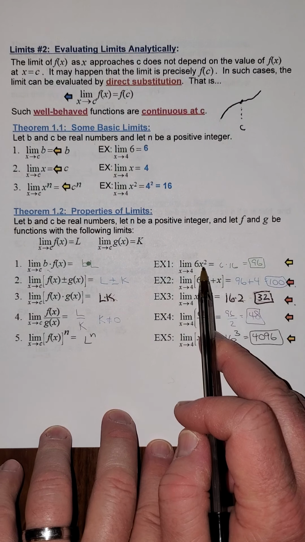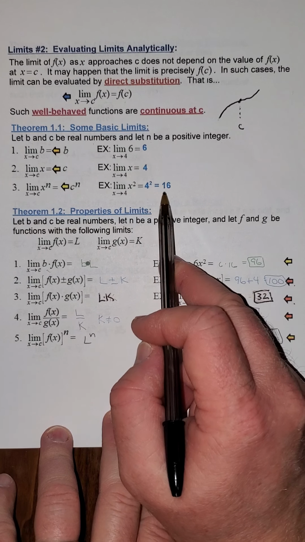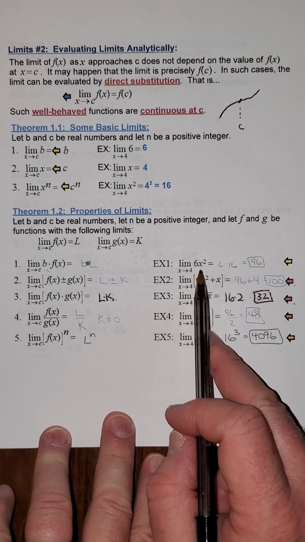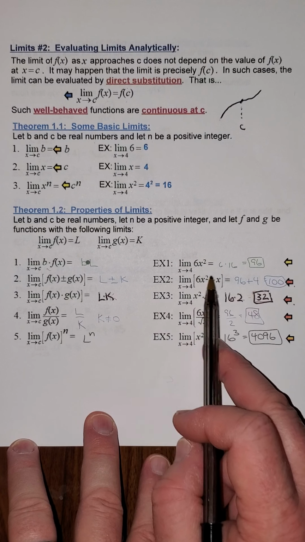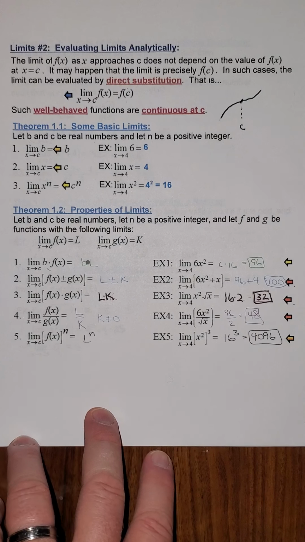This is 6 times x squared. Remember up here, the limit as x approaches 4 of x squared was 16? Well, look, the only difference between that and this is I threw in the multiplication by 6. So you can literally take 6 times the limit of x squared, 6 times 16. So my limit here would be 96.